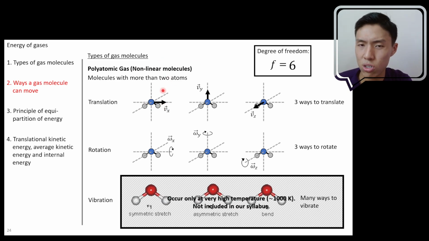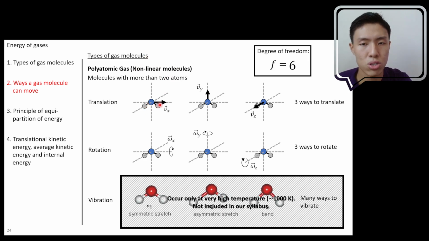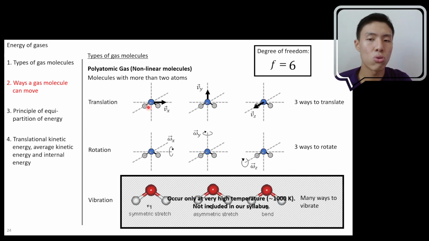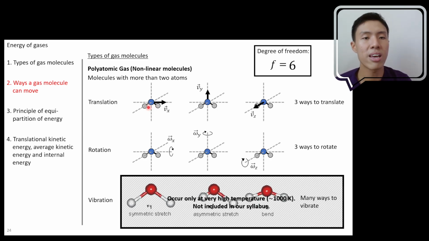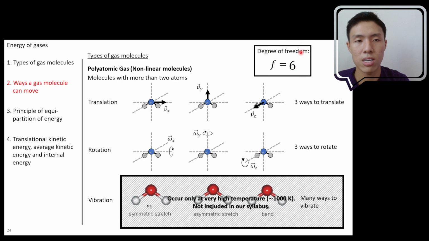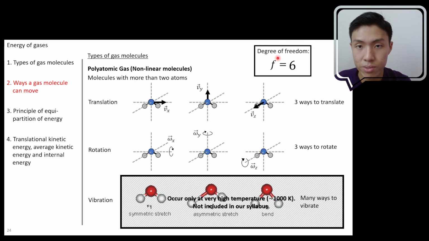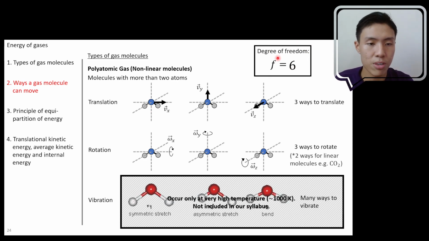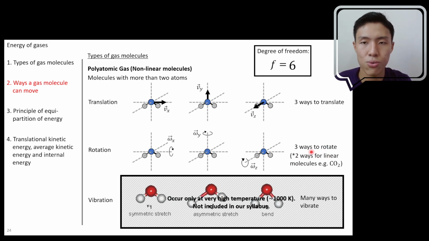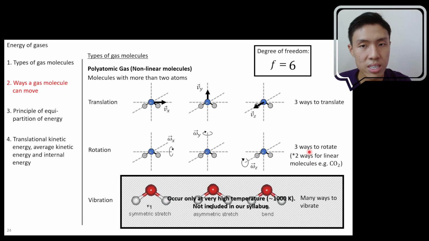An example is H2O. In H2O, there's a certain angle between the hydrogen atoms. So this is what we call non-linear molecules. And yes, for non-linear molecules, the degree of freedom is equal to 6. But there's a bit of a caveat, because if you're talking about linear molecules, there's only two ways for you to rotate. Let's study it in more depth.